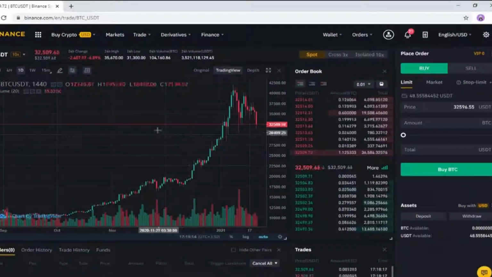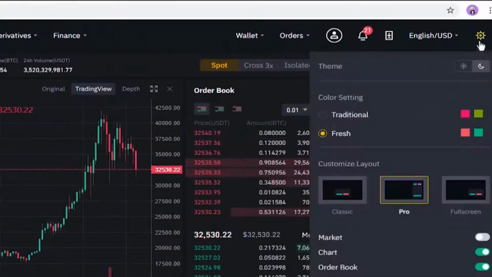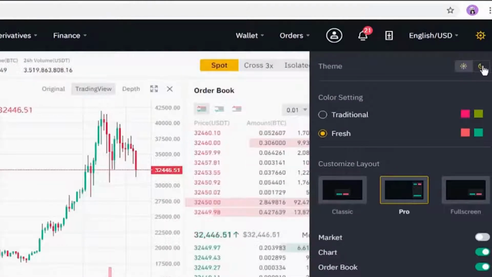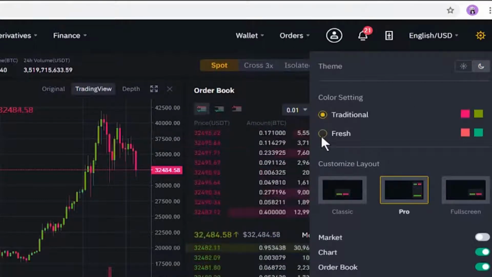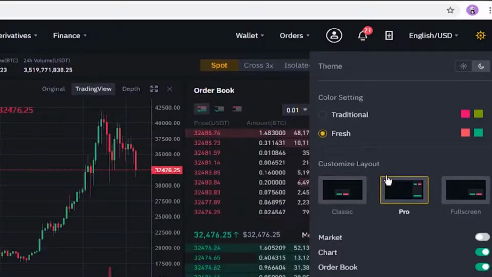All right, here we go. We are in the exchange now. First, let me show you the difference between classic and advanced. Here in the top right of the window, we have the setting button. Here you can switch between light or dark mode, as you can see. And here you can change the red and green color into traditional or fresh. We keep it fresh. And here you can customize the layout of the window, which is the classic or advanced that was labeled on the homepage.